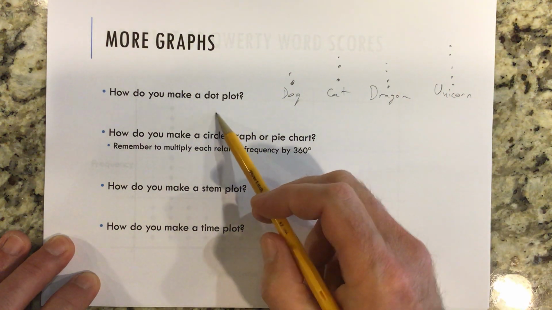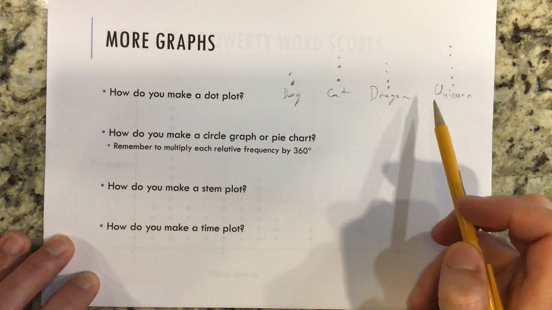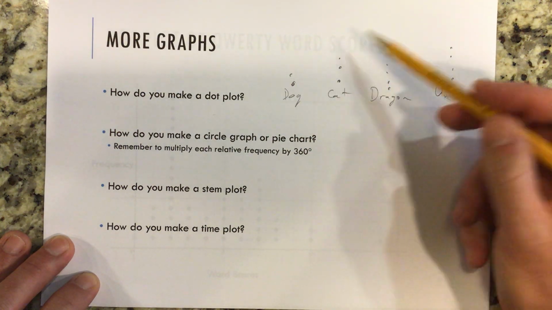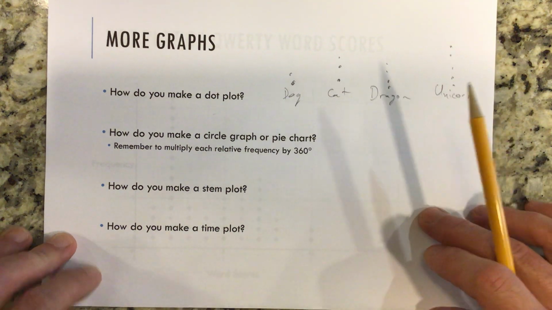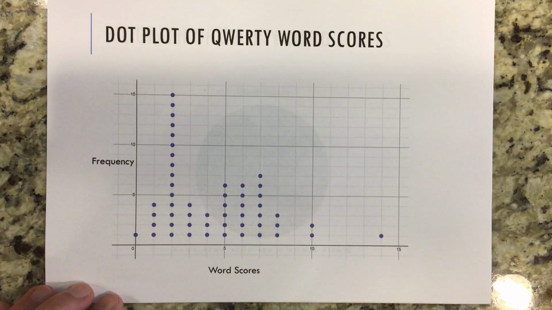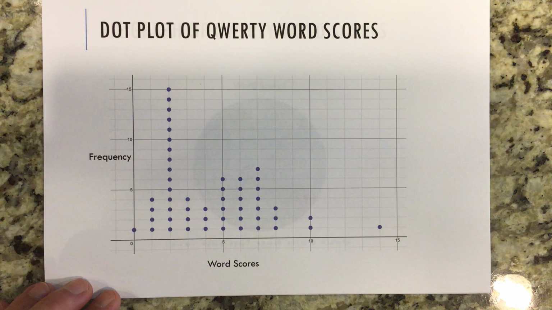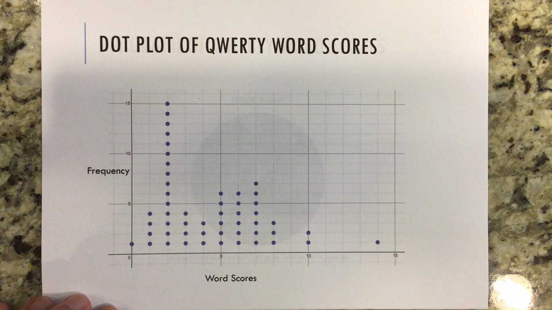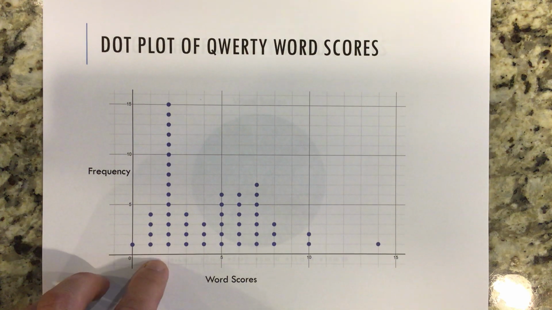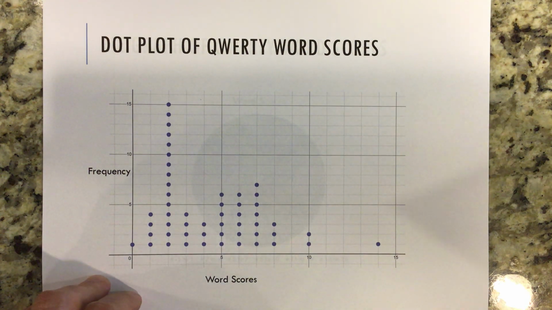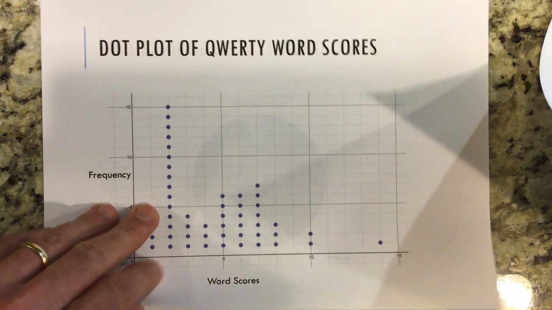So a dot plot is basically just a bar graph where each dot represents a piece of data in that category. So they're pretty interchangeable, dot plot versus bar graph. Okay, and there is a dot plot for the QWERTY word scores that we made earlier. So you can see 1 word scored 0, 4 words scored 1, so on and so forth. Okay, so that's a dot plot.